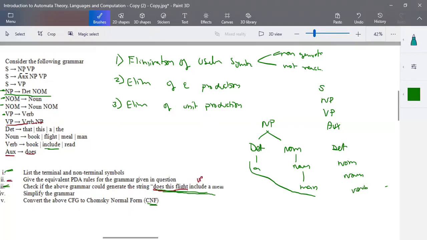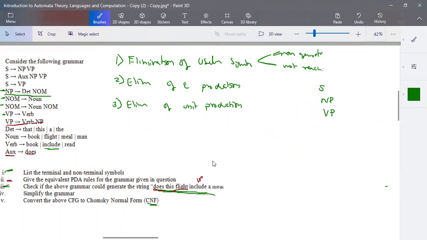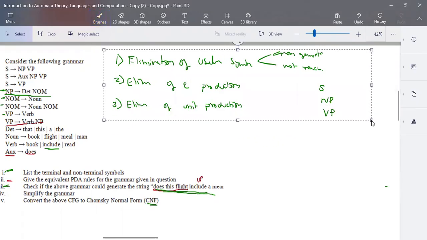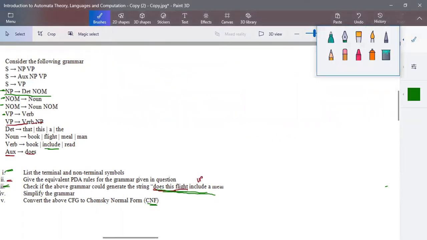See, from this S, we are able to reach NP. From this NP, we can reach norm. From norm, we can reach noun. From noun, we are able to reach all the symbols. Okay, from the starting symbol, all the symbols are reachable. Okay, so there is no useless symbol here. And epsilon production also, there are no direct epsilon productions here. See, there is no epsilon here. So for two steps, you can directly mention that there is no useless symbol and no epsilon production.